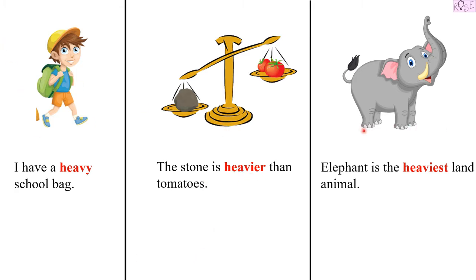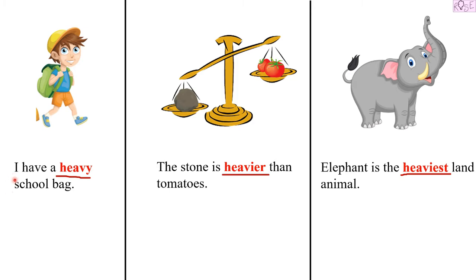Let's move on to the next sentence. Elephant is the heaviest land animal. Here heaviest is describing elephant. Did you notice something? In these 3 sentences, we have used different forms of the same adjective. That is heavy. We have used heavy here, heavier here, and at last heaviest. So why does the same adjective keep changing its form? What is its use?